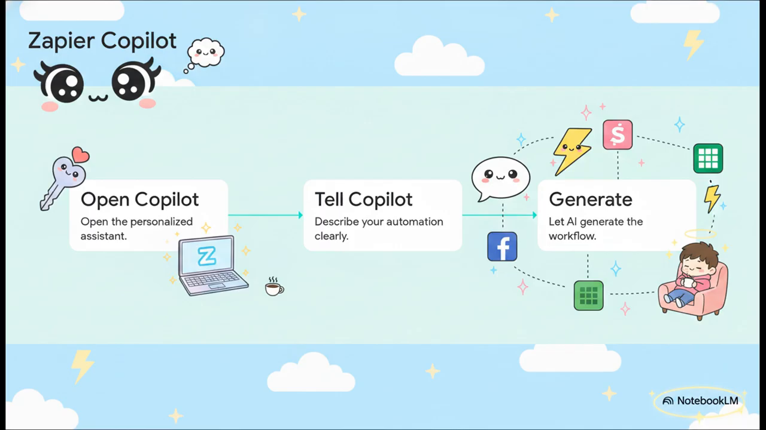Step 3, you sit back, sip your coffee, and let the AI generate the perfect workflow for you from scratch. It builds the trigger, it builds the actions, and it lines the whole thing up. All you do is review it and hit turn on.